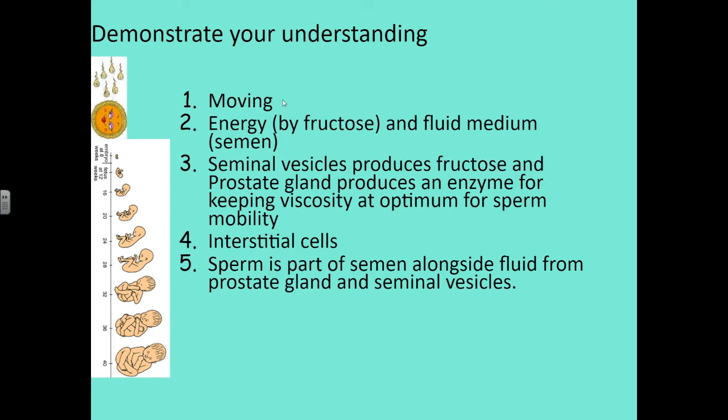So these would be answers: movement, energy, and so motility and viability. Seminal vesicle produces fructose, and prostate gland produces an enzyme for keeping the viscosity at optimum for sperm mobility. Interstitial cells, and sperm is part of the semen along with the fluid produced by the prostate and vesicle.